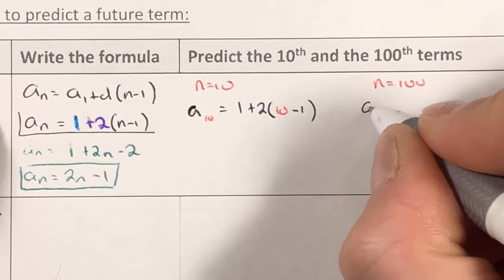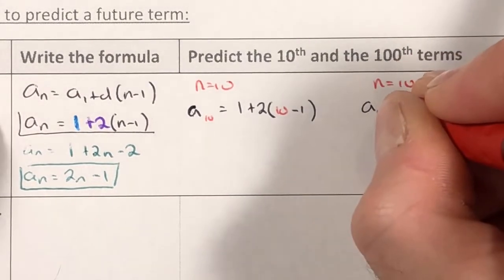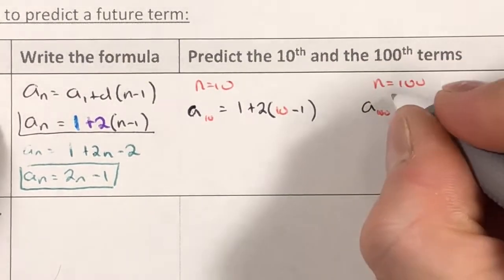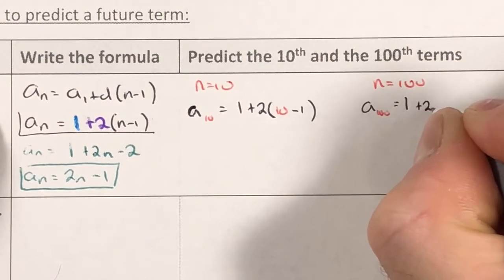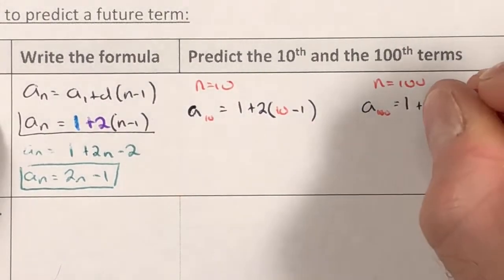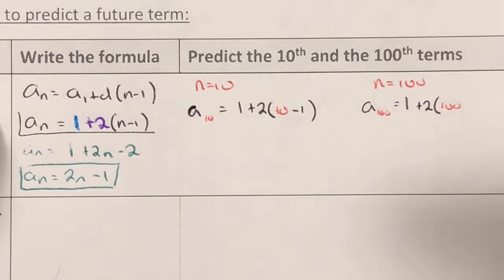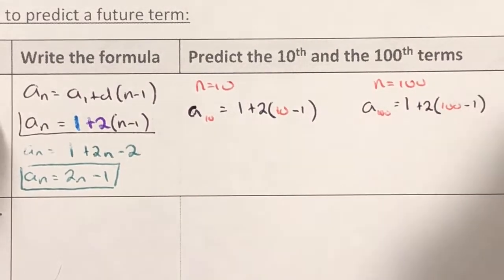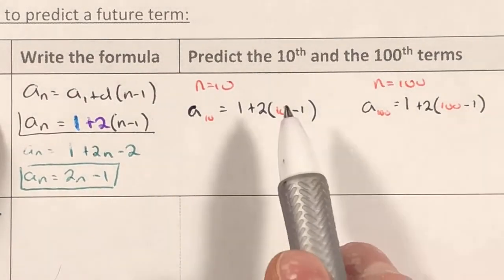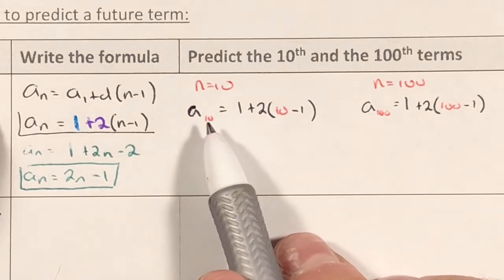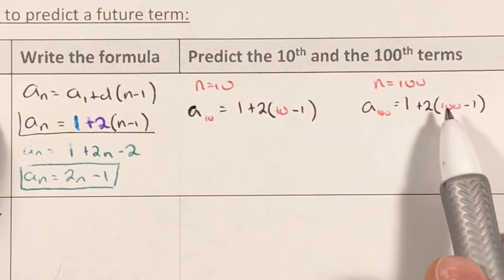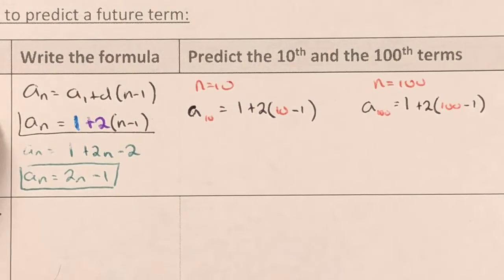Over here, I would do the same thing. I would say to find the 100th term, I need to start out with a 1, and I'm going to add 2 99 more times in order to get to the 100th spot. Because if I added it 10 times, I would be at the 11th spot. I want to be at 10. If I added it 100 times, I'd be at the 101st spot.